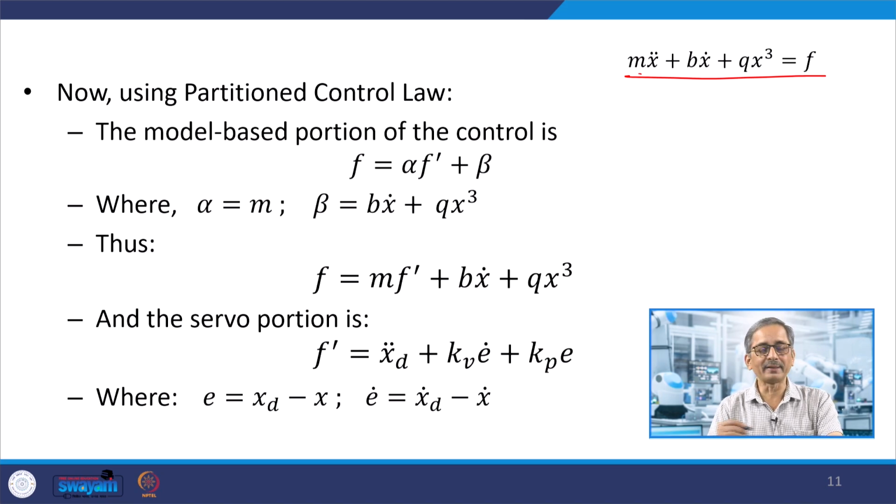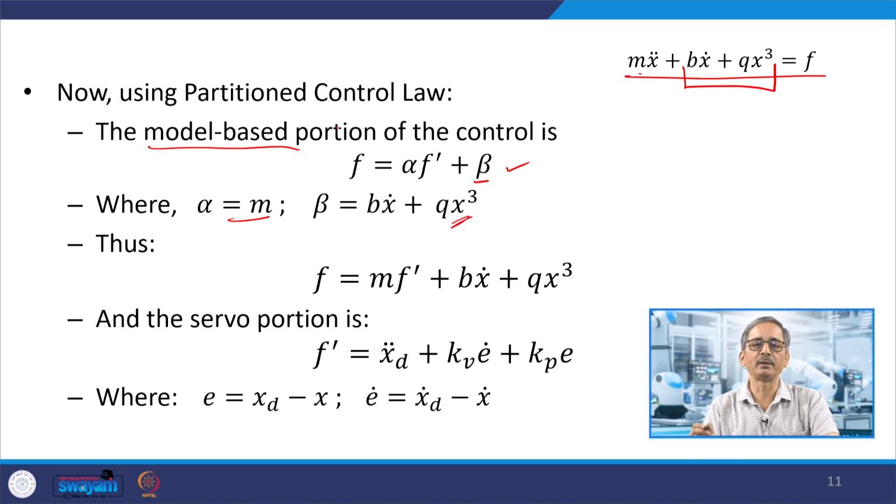Here, with the partition based control law, we can propose the model based portion f as alpha f dash plus beta, same as what we have seen earlier. Here alpha is your m and beta is whatever is over here, so this is b x dot plus q x cube. By assuming beta as this, we will be able to cancel out this q x cube, which is the nonlinear part, because the same term is there in the equation and the same I am considering in the model based portion.